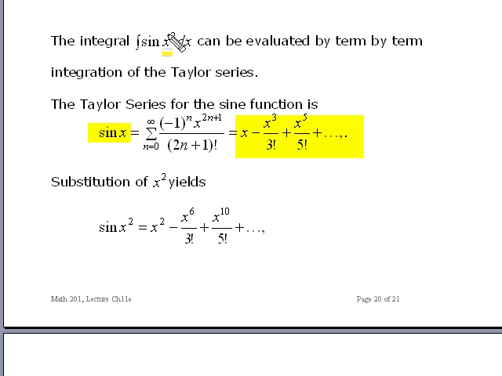Now I want the sine of x squared. So I can use this expansion, and x being a variable, I can substitute x squared for x. When I do that, I end up with the sine of x squared is x squared, that's instead of just plain old x, minus, of course, x to the 6th over 3 factorial plus x to the 10th over 5 factorial.